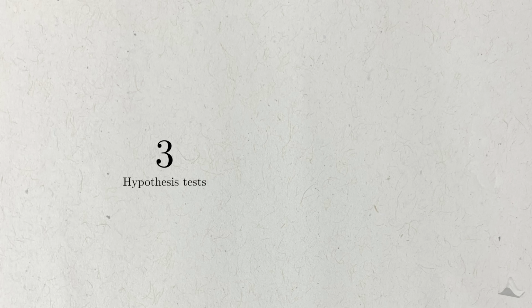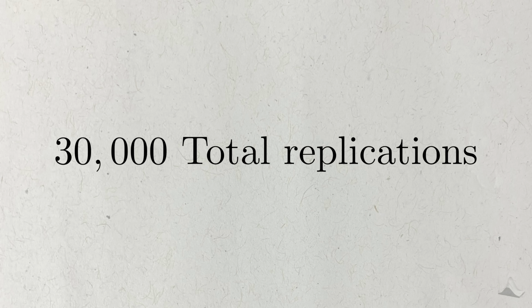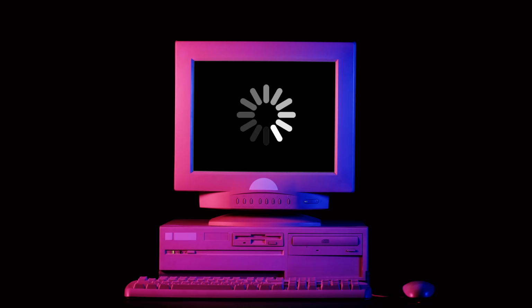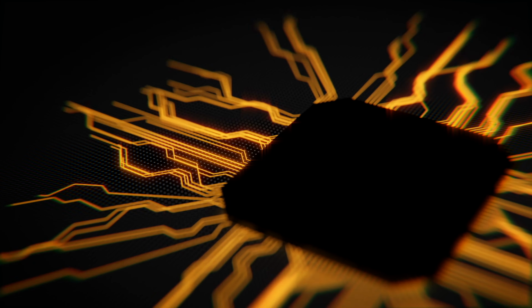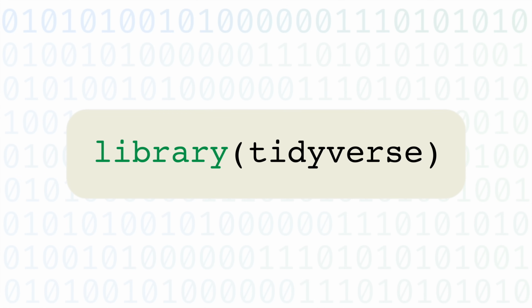3 hypothesis tests and 10,000 replications each equals 30,000 replications in total. This is still doable on a personal computer, but we could benefit by adding some more structure to our code. By doing this, we'll gain access to more sophisticated ways to run it. I'm a huge fan of the tidyverse, so I'm going to organize all of our simulations into a tibble.